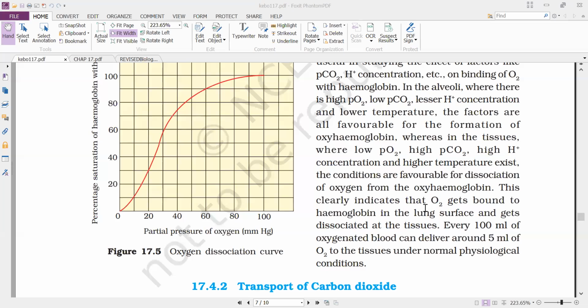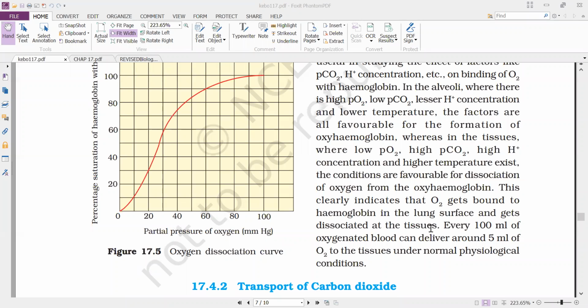This clearly indicates that oxygen gets bound to the hemoglobin at the lung surface and gets dissociated at the tissues. Because of all these factors, the hemoglobin binds with the oxygen at the alveolar region, and the hemoglobin dissociates, giving rise to oxygen in the tissues.